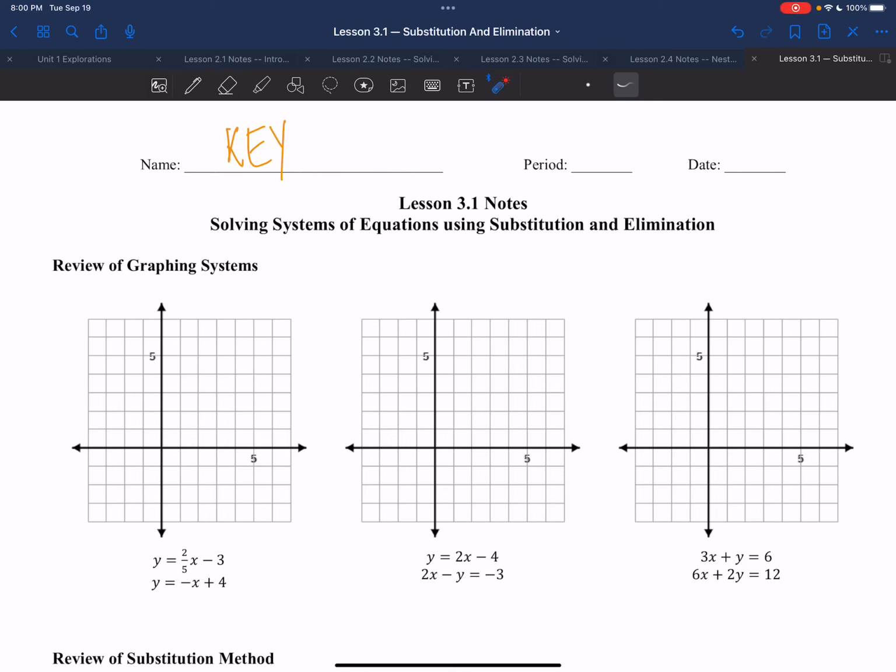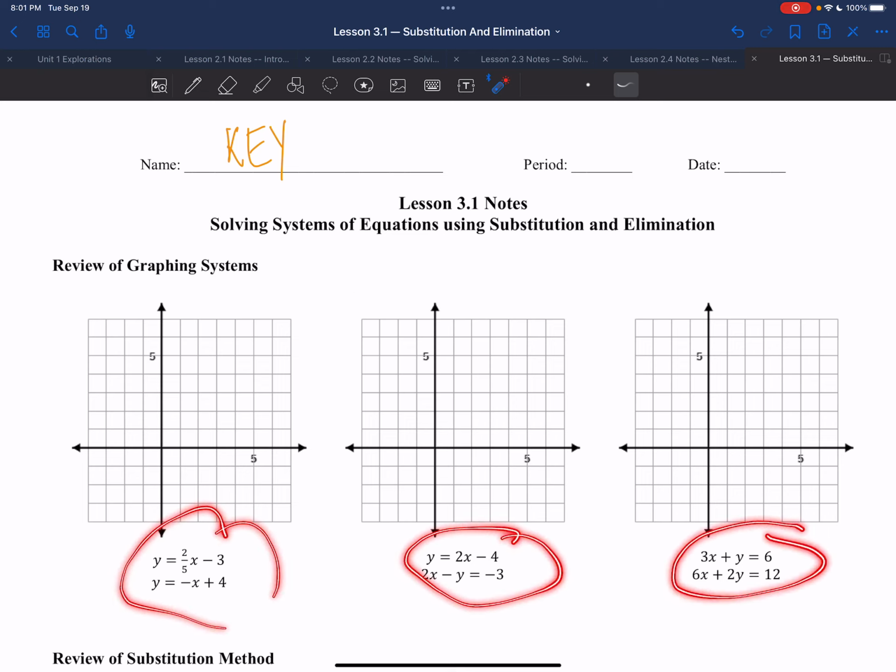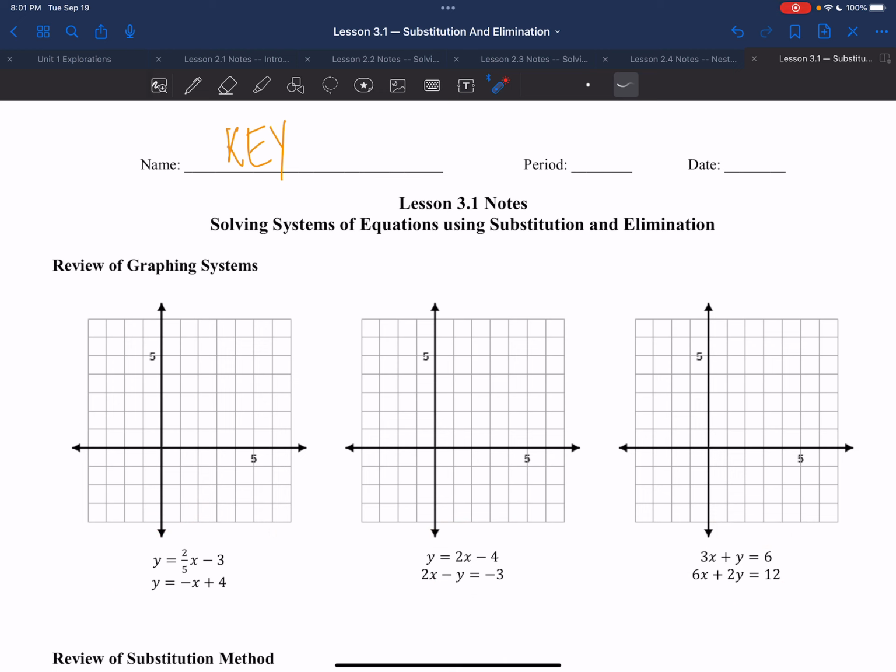Hello and welcome to the first lesson of Unit 3 on Substitution and Elimination. So a quick word before I start this lesson. Unit 3 is about analyzing systems of equations. In particular, we're going to be looking at linear equations, as you can maybe see in the examples down here below. This is covered in Algebra 1. In fact, a lot of this lesson applies to Algebra 1.